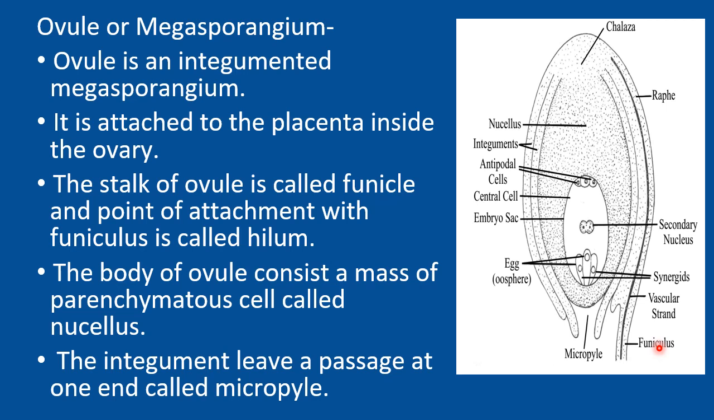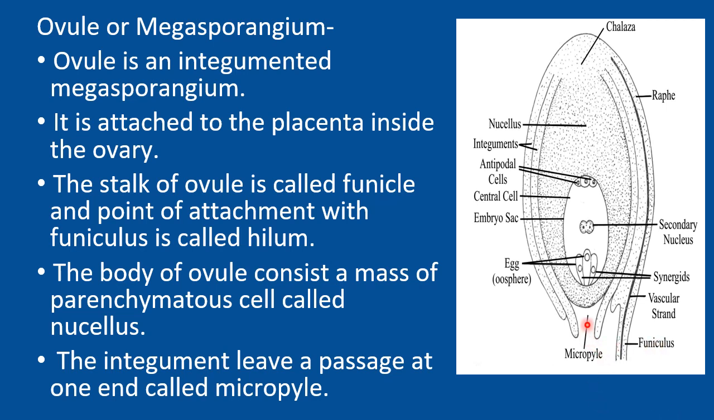The body of the ovule consists of a mass of parenchymatous cells. Parenchyma is a simple tissue. Simple tissue consists of only one type of cell, and the other is complex tissue, which consists of more than one type of cells. So parenchyma comes under simple tissue, and that is called the nucellus, a reproductive or nutritive tissue. The integument leaves a passage at one end that is called the micropyle.